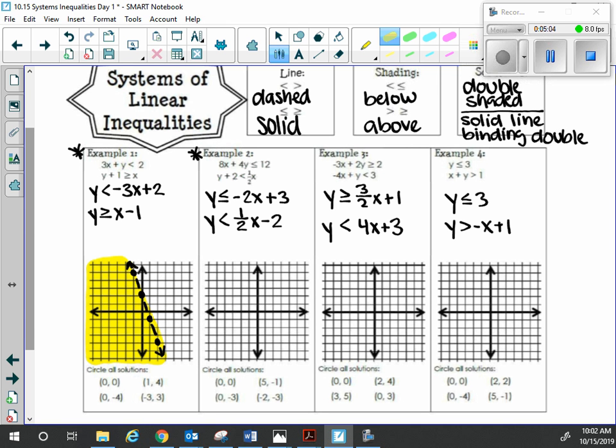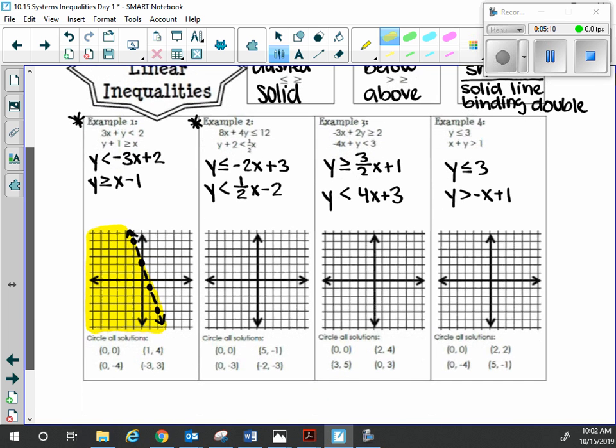Everybody got the first one graphed? You good? So that's not different than what we've been doing the past couple of days, right? It's just the addition of that second line. So now, when I graph the second line on there, is it solid or dashed? Solid. Above or below? Above.